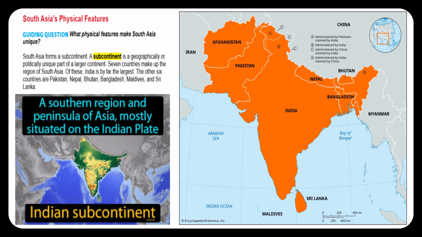Question number 8. What is a subcontinent? It is a geographically or politically unique part of a larger continent. So it is part of Asia, but it's so big it's called a subcontinent. Question number 9. What is the largest country in South Asia? India. They're talking geographically. It's also the largest in population as well, but geographically, India is the biggest country in South Asia.